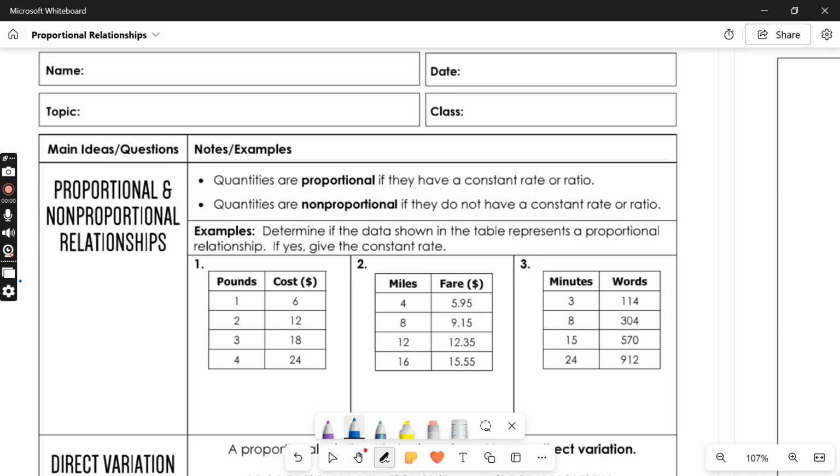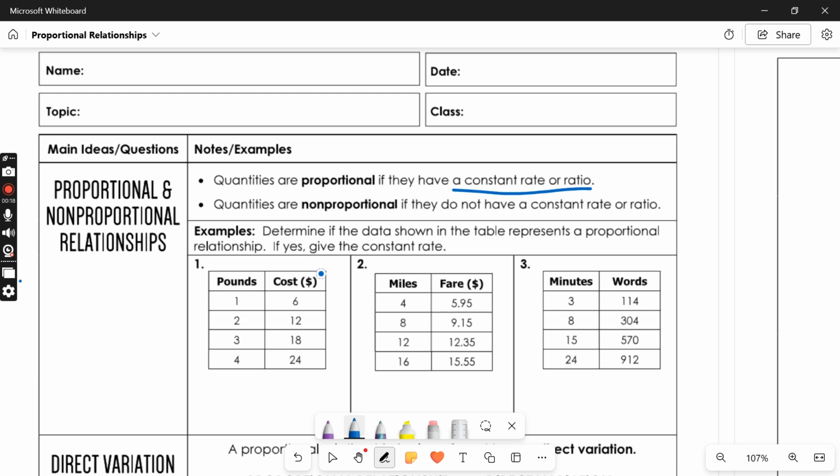Today we are going to talk about proportional and non-proportional relationships. Quantities are proportional if they have a constant rate or ratio. They are non-proportional if they do not have a constant rate or ratio. Determine if the data shown in the table represents a proportional relationship. If yes, give the constant rate.